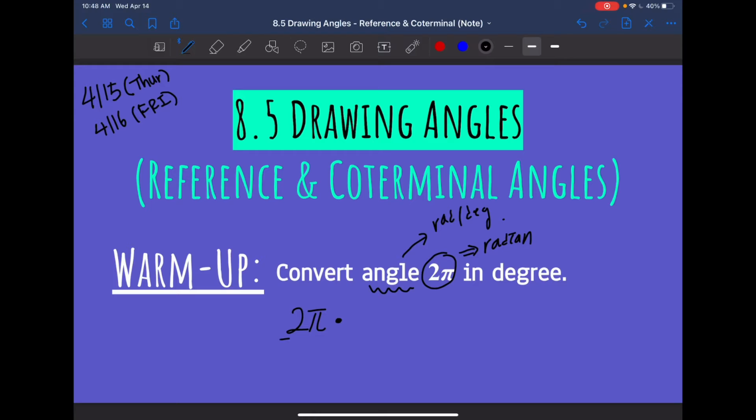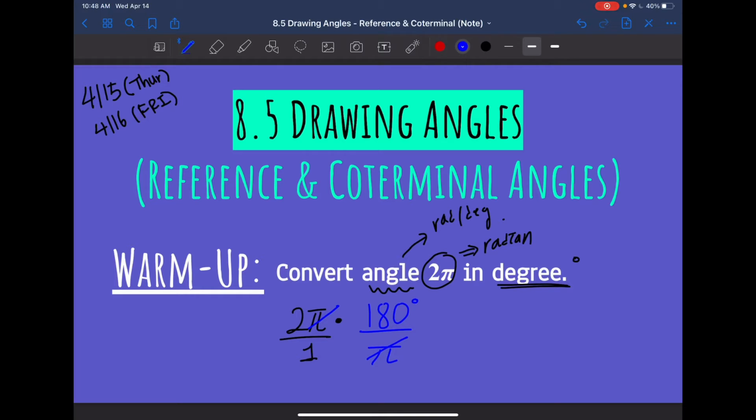2 pi is basically 2 pi over 1, right? So to make my units into degree with a little circle, I should not have a pi, which means I am going to have a pi on the bottom so I can cancel this, and this will be always 180. So going radian to degree is you're multiplying by 180 over pi. If you have a degree and then if you want to convert that into radian, you just flip the fractions, which is pi over 180.